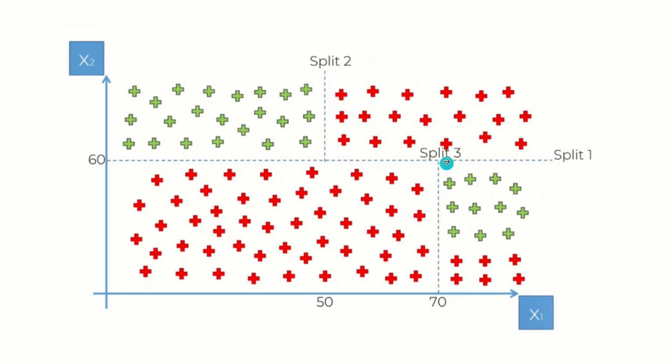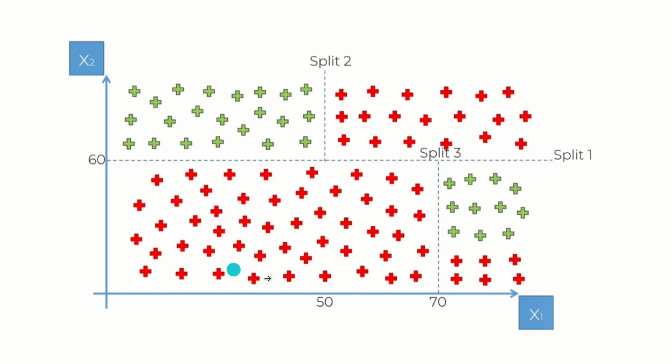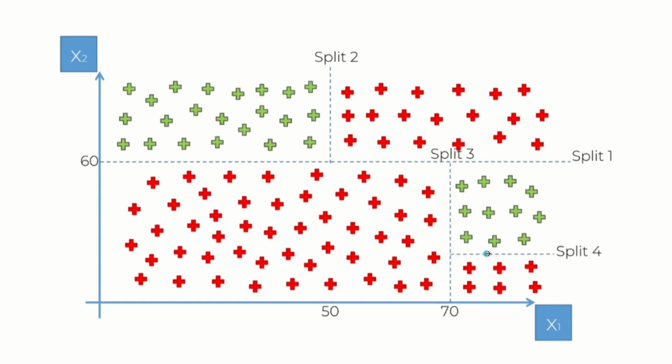So moving further, we have split 3 available at x1 equal to 70. With this split we are able to achieve one homogeneous region, which is red elements, but this region above 70 still requires another split so that we can divide the green and red, right? Moving further, the last split happens approximately at x2 equals 20, where the green is now separated and the red is separated. So you can see this is the end of the tree, because we are able to divide the data in such a way that we have homogeneous data, right?